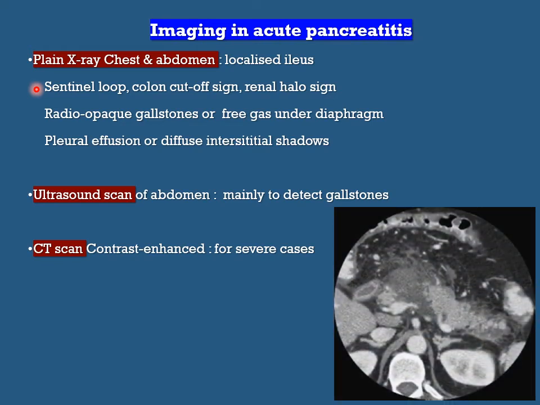Okay, this is a CT scan of a patient. You can see massive necrosis of the pancreas, the whole pancreas, head, body, and tail. There's massive necrosis of the pancreas. This is on CT scan.